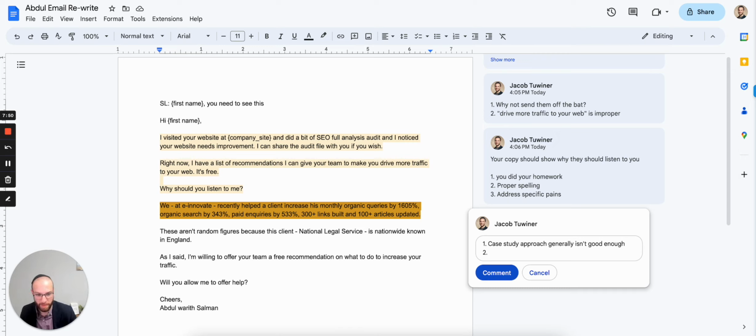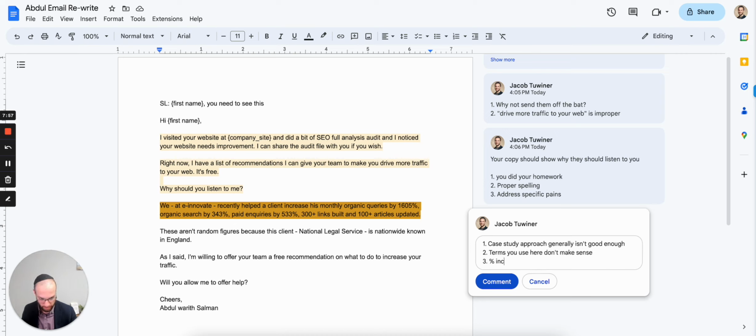Monthly organic queries, the terms you use here, don't make sense. Percent increases in this case don't matter. The terms you're using, monthly organic queries, they're not going to know what that means. Paid inquiries, what does that mean? Organic search, what does that mean? Articles updated, links built. No one cares about this stuff. These are not impressive metrics. They care about leads and revenue. That's all they care about, especially if you're not emailing like an SEO person.